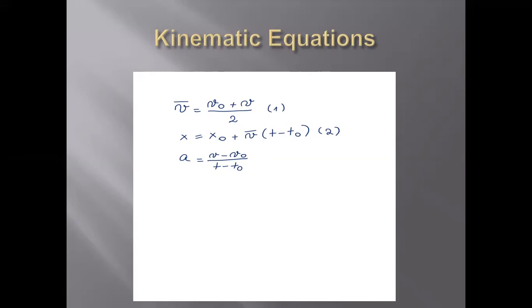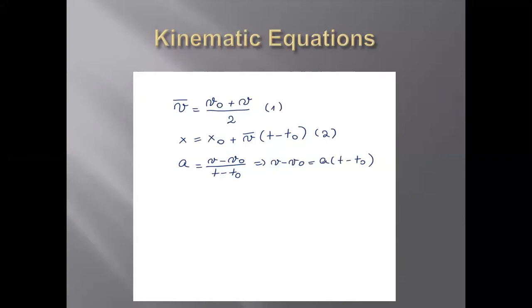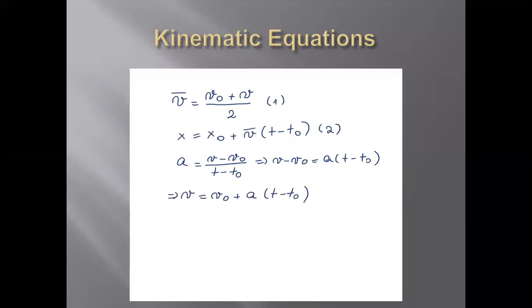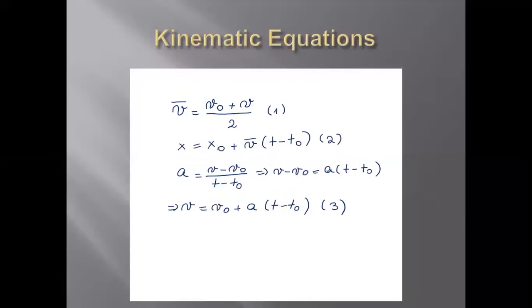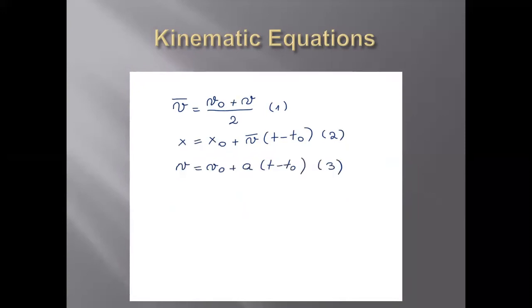We get rid of the fraction again by multiplying and obtaining an expression for the change in velocity. Solving for the final velocity, we get a very important equation that relates velocity and time. This is our third kinematic equation that we'll just write right after the first two.